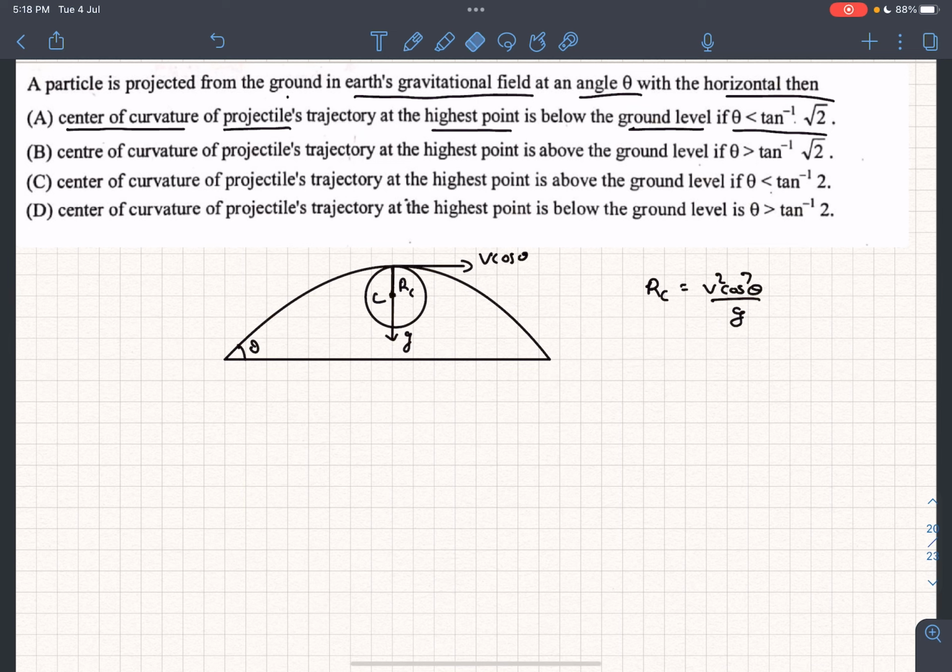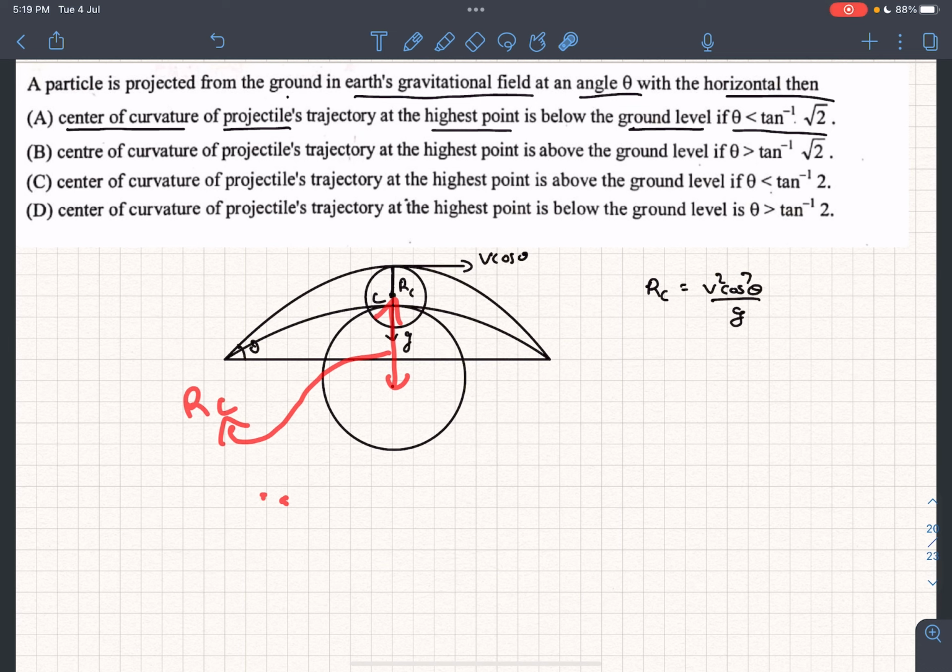So how can we do that? Let's say for some other theta, the projectile was something like this, and for this particular case, let's say the center of curvature is below the ground. The only thing that we have to do is, so this is going to be the radius of curvature of this circle. If this is greater than the maximum height of the projectile, then can you see the center of curvature will be below the ground? And that is exactly what we'll be doing. So this is going to be the h max of this projectile, and this is going to be the radius of curvature at the topmost point.